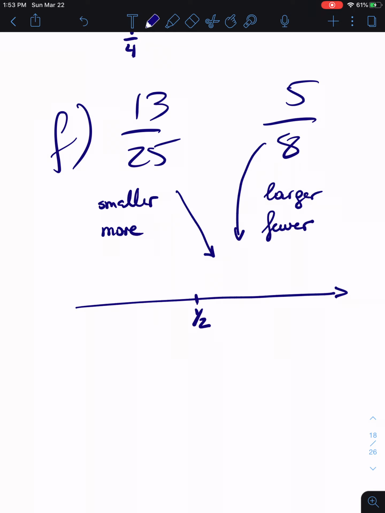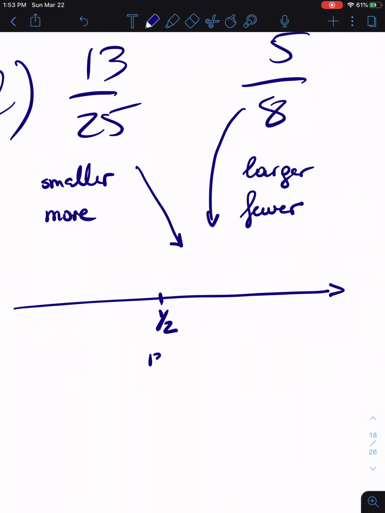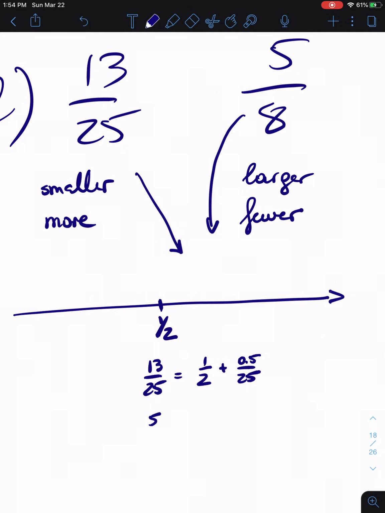So let's see what we can do to figure out which one is larger. Well, 13/25 is 1/2, and how much more? Well, 12.5/25 is half, so this would be 0.5/25. Right, so we have to go 0.5/25. And for 5/8, it's 1/2, which is 4/8, plus 1/8. So now we want to compare 1/2 of a 25th or 1/8.